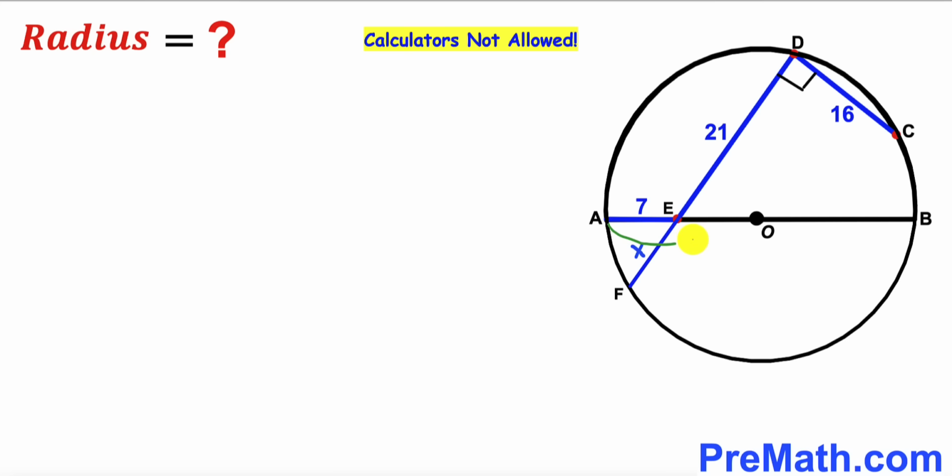Let's focus on this diameter AB. I'm going to label this one as our diameter, 2 times radius lowercase r. And we know this tiny horizontal segment AE length is 7 units. So therefore this segment EB length has got to be 2r minus 7.